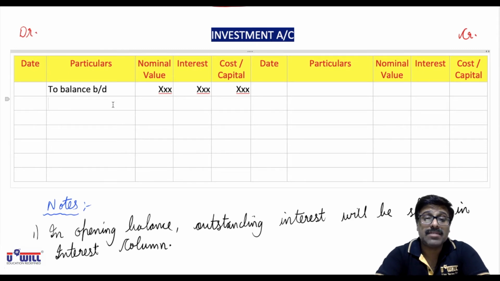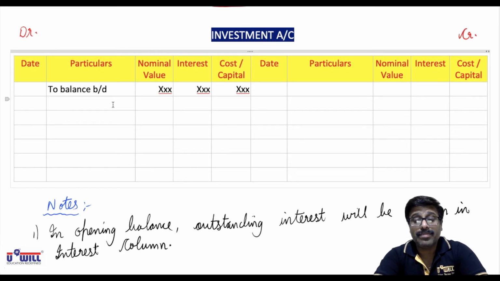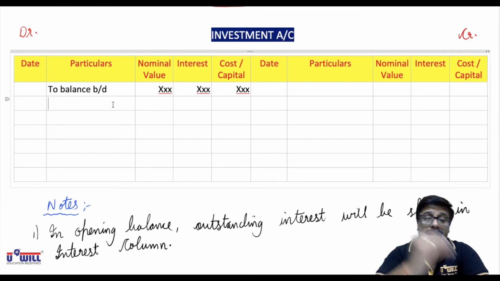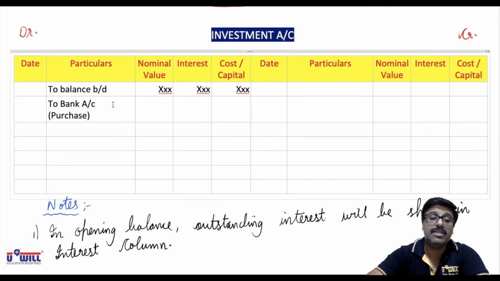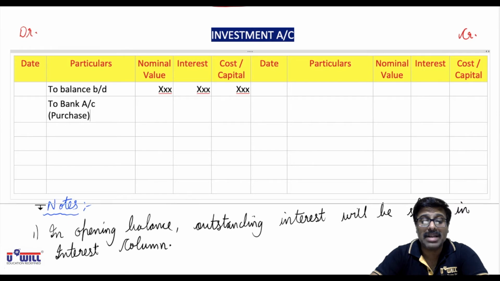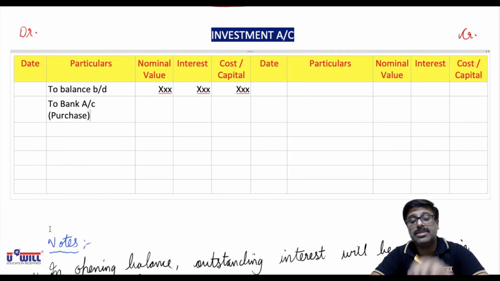Now, if I ask you, what entry would you pass when you purchase the investments? The entry will be: investment comes in, so debit investment account, and we generally pay by cheque, so bank is the giver, credit bank account. I repeat, what journal entry would be passed if we purchase the investments? Investment account debit to bank account. So in the investment account, debit means we write on the debit side 'to bank account', and this entry will be passed at the time of purchase of investments.